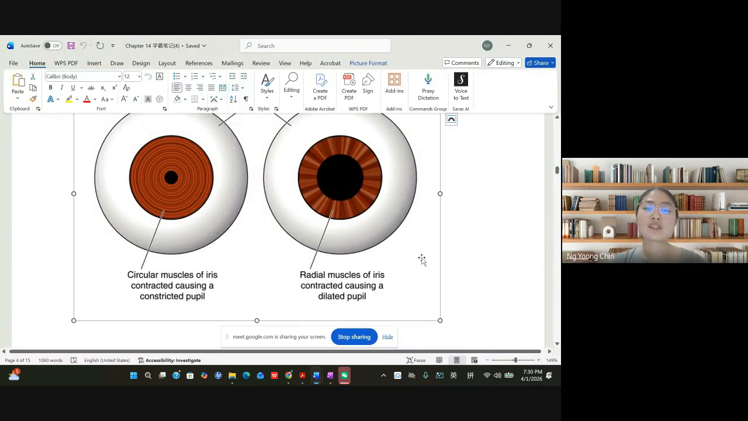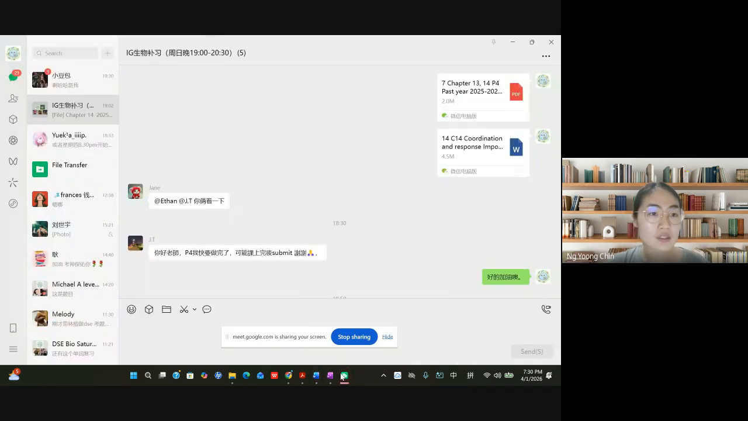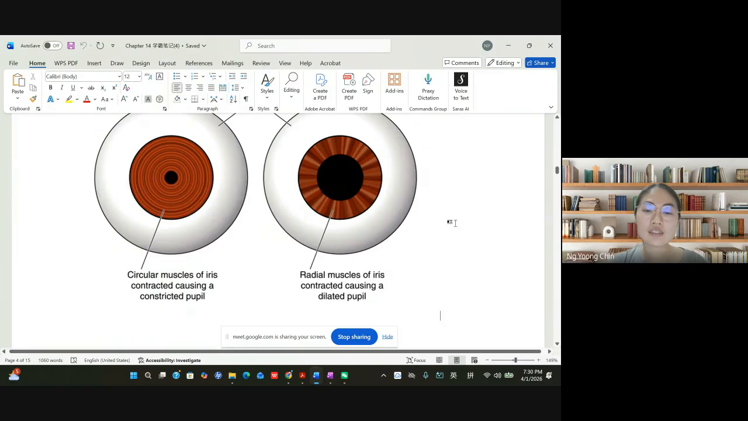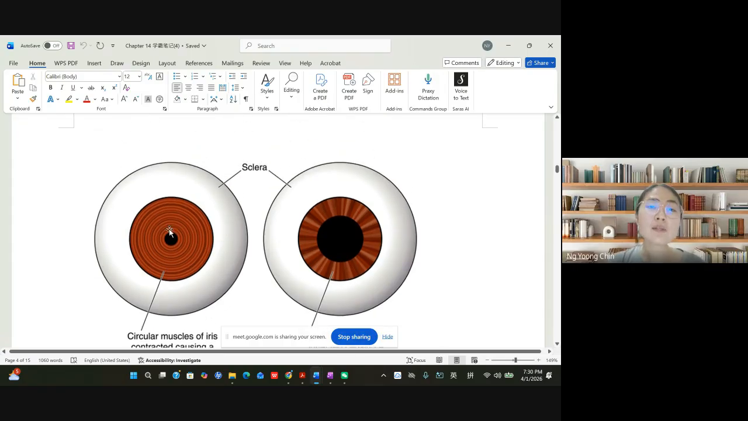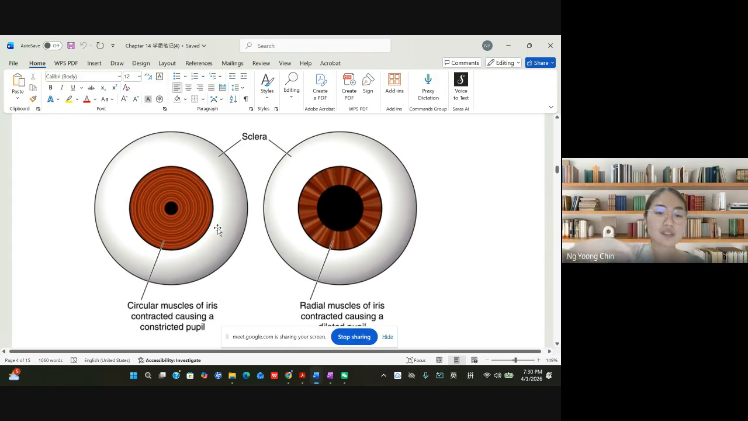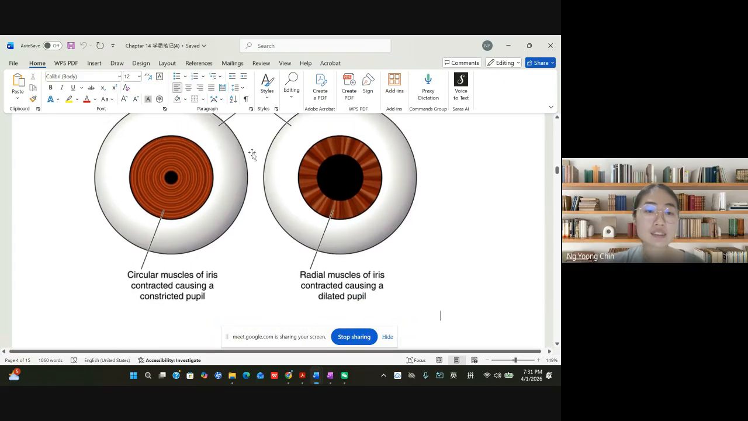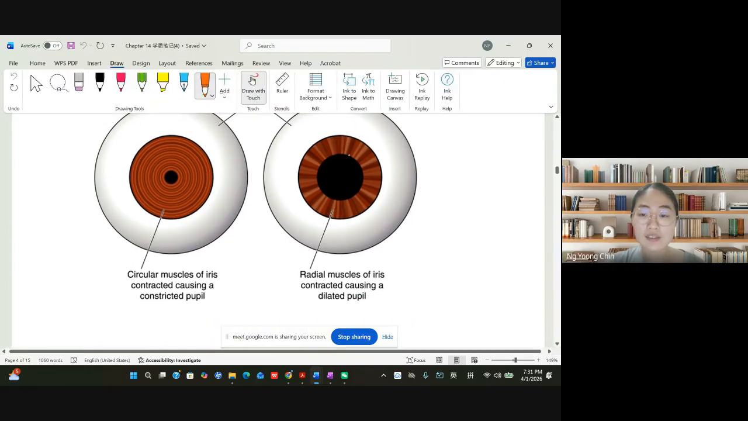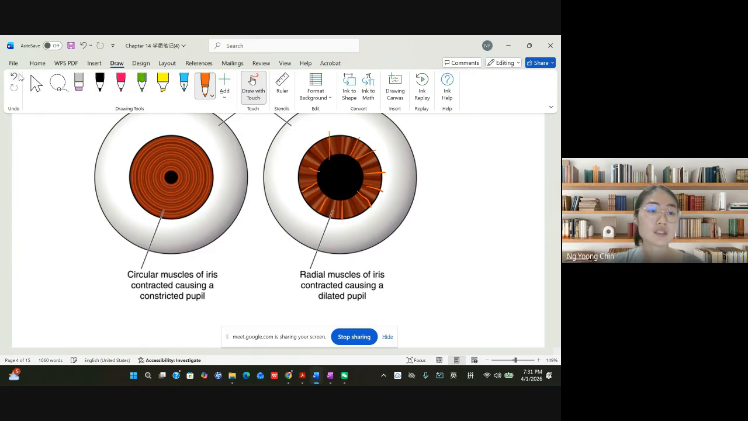Okay, the muscles which control the dilation and the constriction of the pupil are the circular muscle and the radial muscle. So the circular muscle will surround the pupil, circular in shape. And then the radial muscle is like this, something like longitudinal. They are just pulling on the pupil. So this is called the radial muscle.